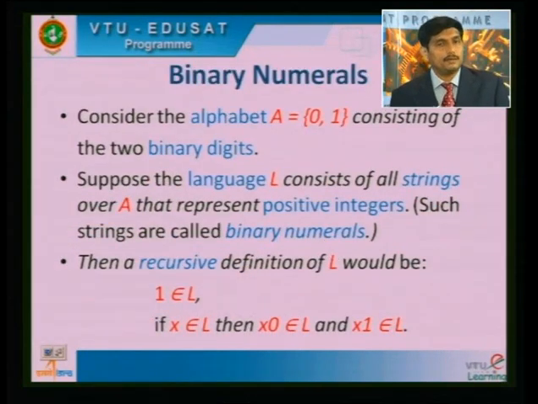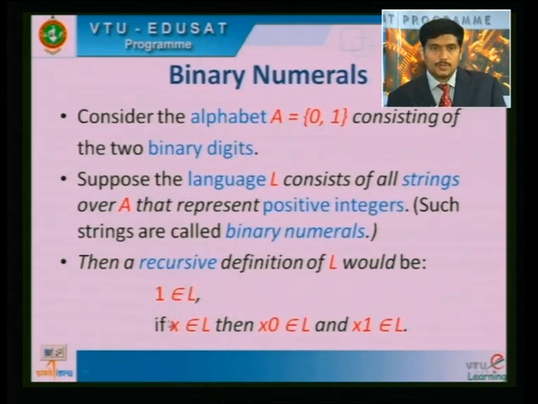Next, there is another example, binary numerals. Consider the alphabet A equals {0, 1}, consisting of two binary digits, 0 and 1. Usually we use these 0 and 1 binary digits in computing. Suppose the language L consists of all strings over A that represent positive integers. Such strings are called binary numerals.